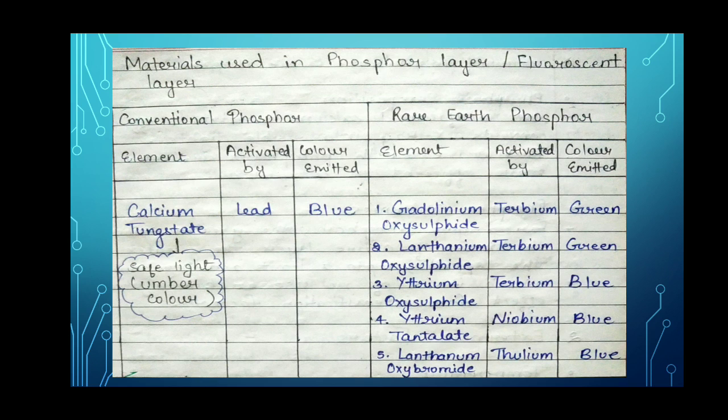Second, lanthanum oxysulfide, activated by terbium, color emitted green. Third, yttrium oxysulfide, activated by terbium, color emitted blue. Number fourth, yttrium tantalate, activated by niobium, color emitted blue. Number fifth, lanthanum oxybromide, activated by thulium, color emitted blue.